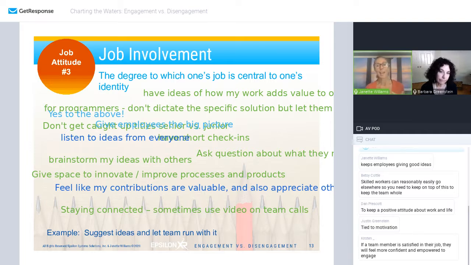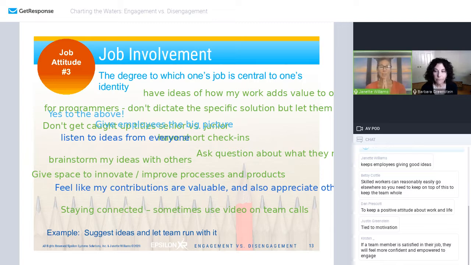So you can see how these components of job attitudes really relate back to the first level, which is the psychological components of a person. So these are just tools and techniques that Barbara, we've been going through as a process that you can really use to get multidimensional in terms of engagement.